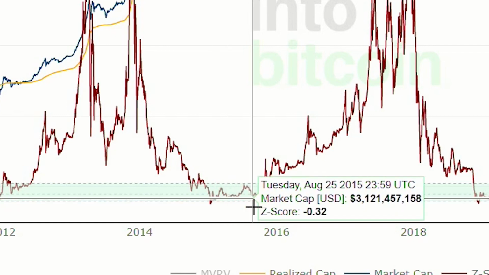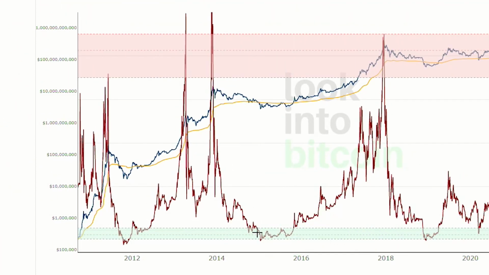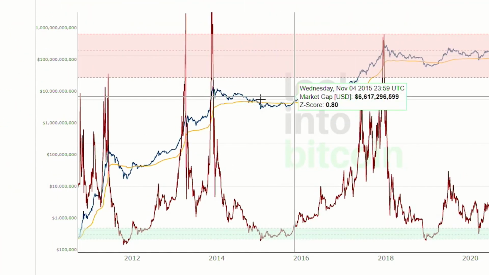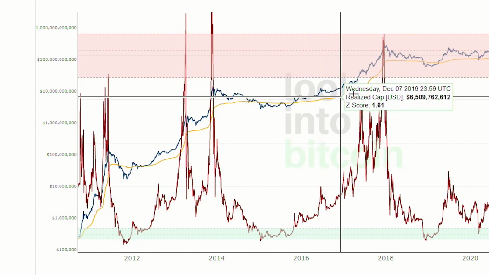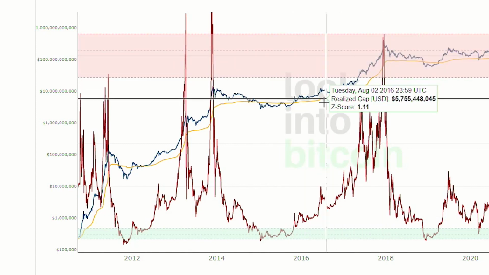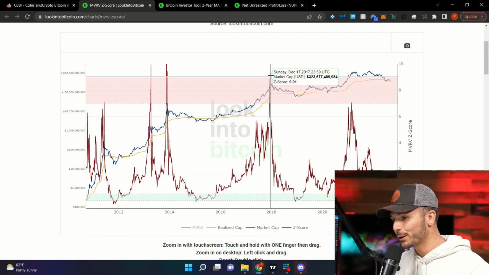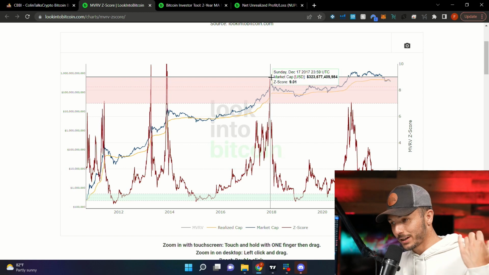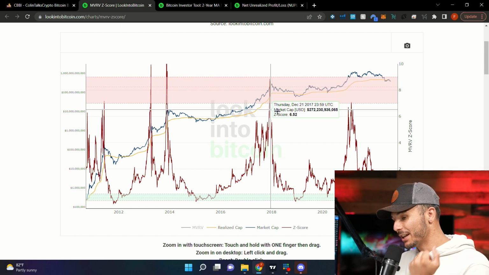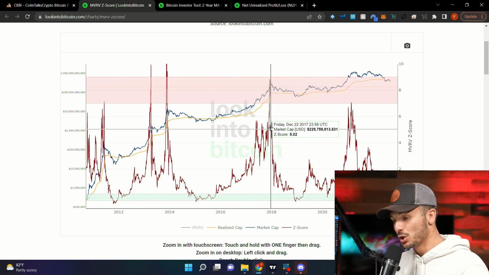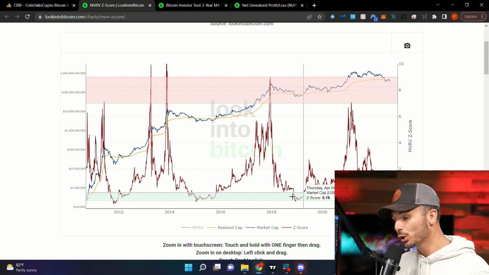But if you were buying anywhere inside of this green box, you were buying the bottom of the bear market and then riding it all the way until you see the line hit that red box, and boom, that was the peak of the 2017 bull market at about $20,000. And then that would have been your signal to sell, and you would have written it down and waited until you got back into the green, right?